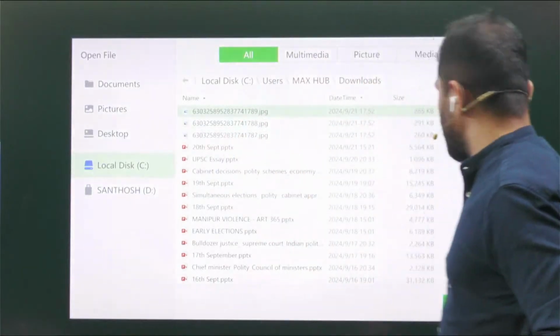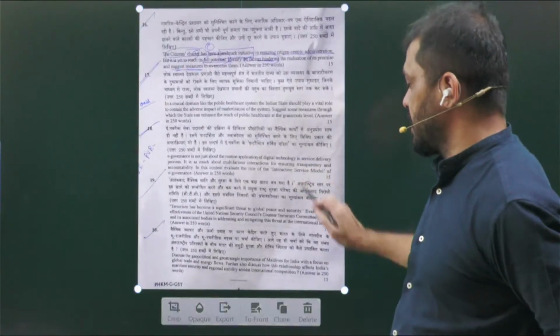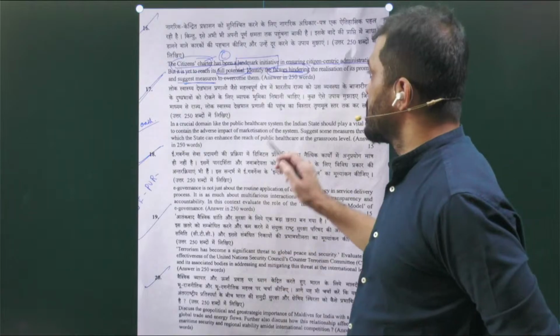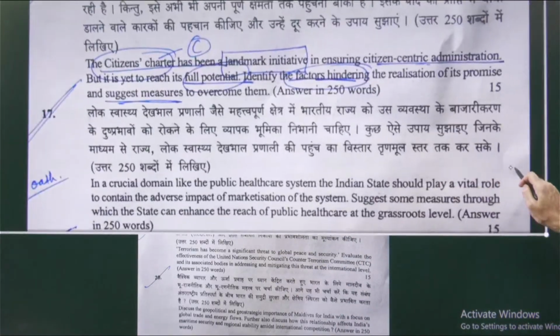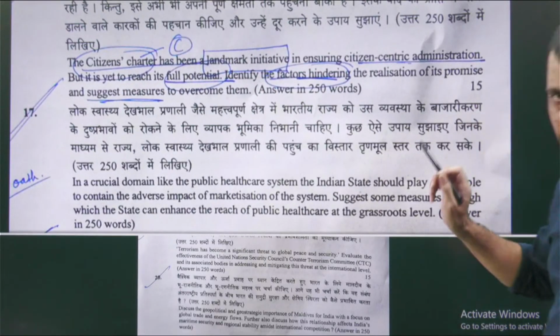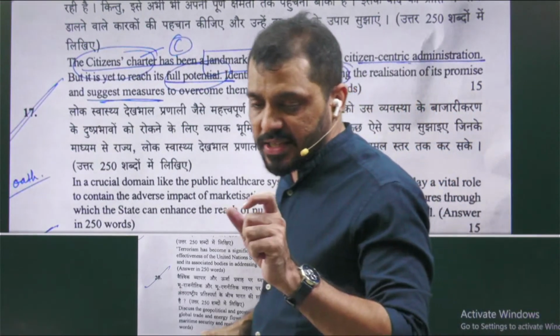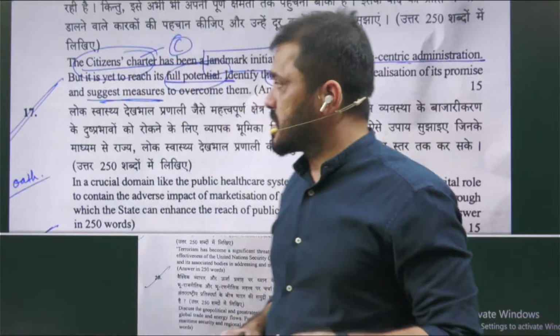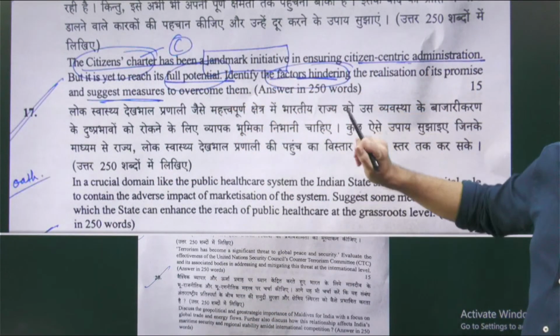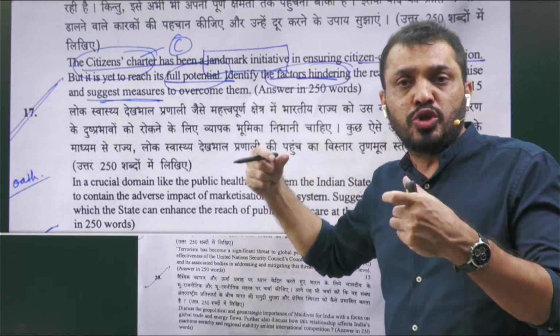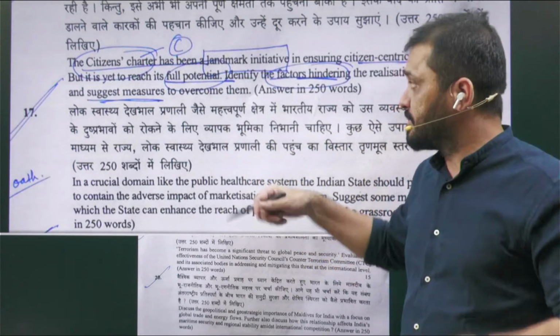Next set of questions is question number 16. Citizen Charter has a landmark initiative in ensuring citizen-centric administration. ఇక్కడ మీరు ఏం రాయాలి? సిటిజన్ చార్టర్ అంటే ఏంది? సిటిజన్ చార్టర్ యొక్క అడ్వాంటేజెస్ ఏంటి అని రాస్తారు. అడ్వాంటేజెస్. But it is yet to reach its full potential. That means citizen charter has not reached its highest level of utility.